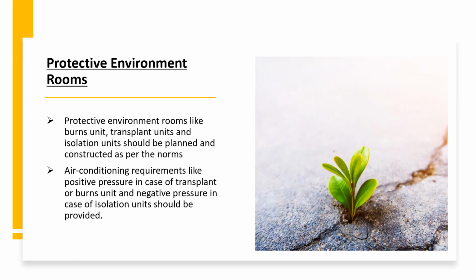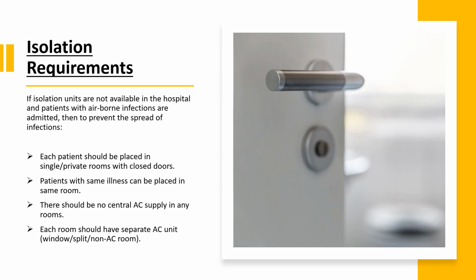Protective environmental rooms like burn units, transplant units, and isolation units should be planned and constructed as per the norms. Air conditioning requirements like positive pressure in case of transplant or burn units and negative pressure in case of isolation units should be provided. If isolation units are not available in the hospital and patients with airborne infections are admitted, then to prevent the spread of airborne infection, each patient should be placed in single or private rooms with closed doors.